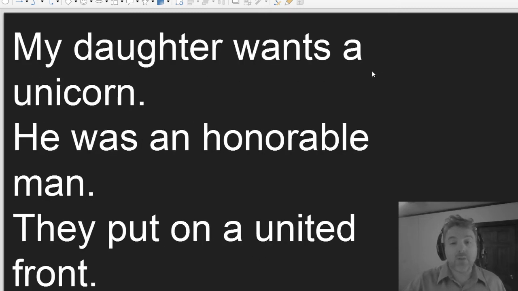My daughter wants a unicorn. And again, we're using "a unicorn" because it is an exception to the rule. In most cases, it would be "an", but in this case with the U, we're using "a".